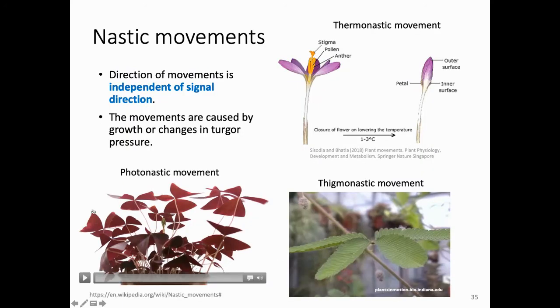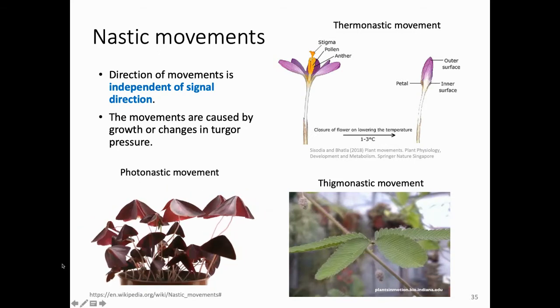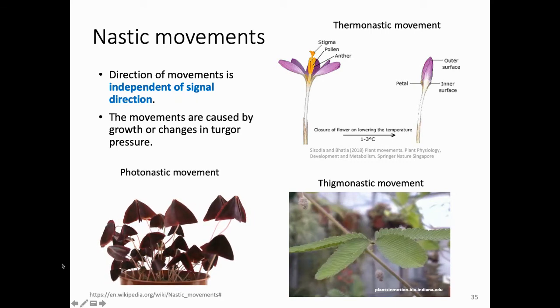The next one is the nastic movement. The direction of the movement is independent of the signal direction. It is caused by growth or change in turgor pressure. An example is photonastic movement, which is the closing of the leaf and opening during the day. It closes at dusk and opens again at dawn.